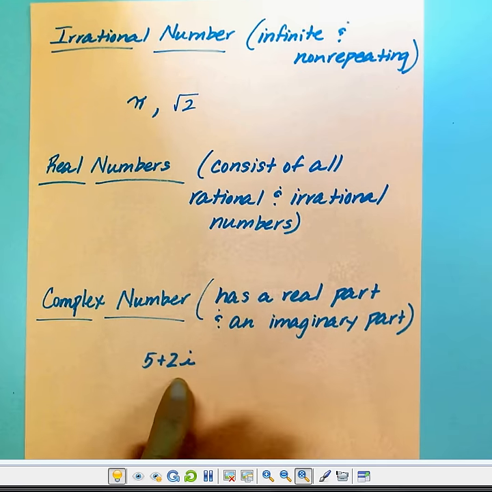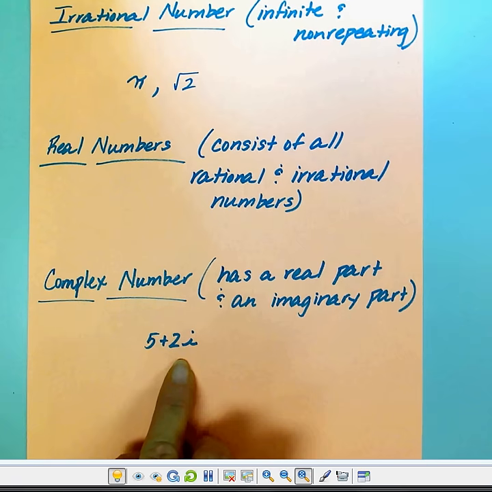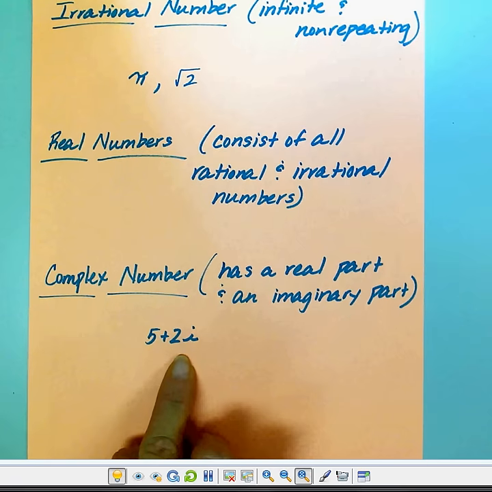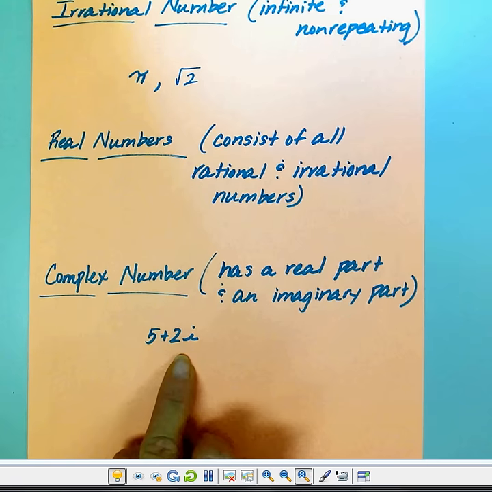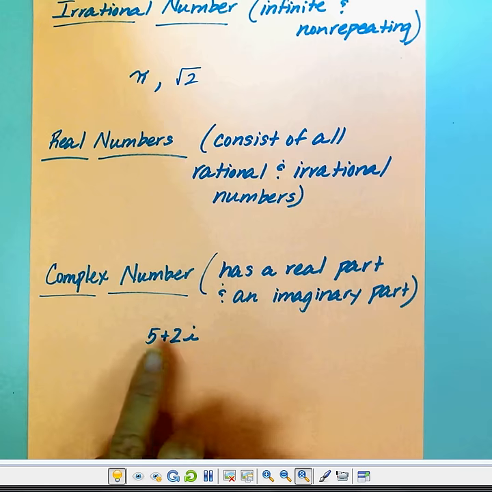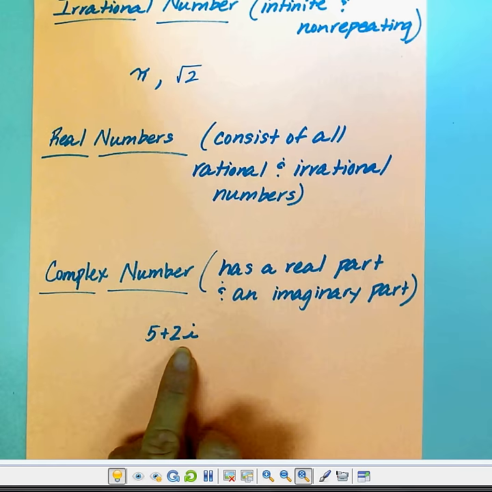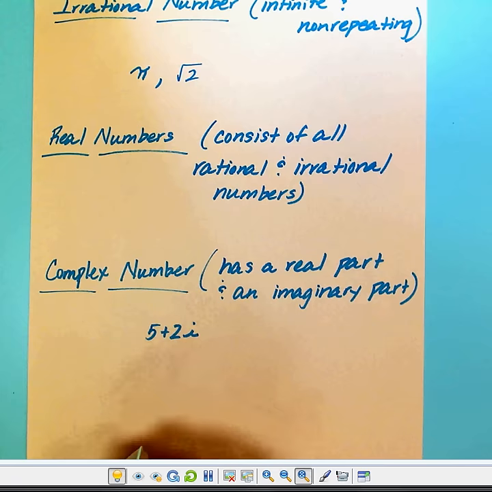And complex numbers we aren't really going to talk about for a couple of weeks, but I wanted to introduce the definition. A complex number is a number that has a real part and an imaginary part. And we will get into imaginary numbers here very soon, which will help with the definition of a complex number.